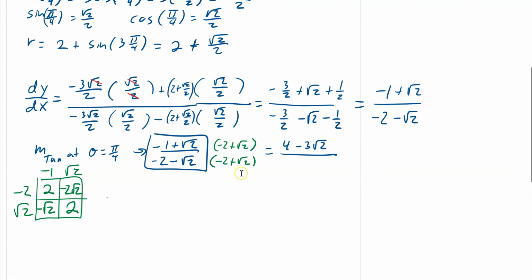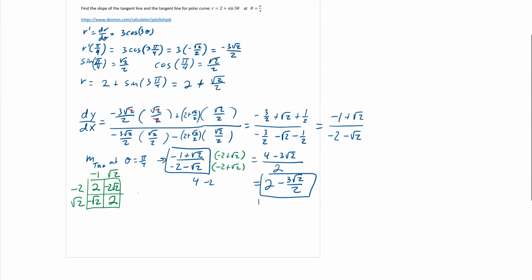So 2 times 2 is 4, minus 2, which is 2. We'll just put that here. All right, so now we divide and we end up with 2 minus 3 rad 2 over 2. See, it's a little bit nicer.